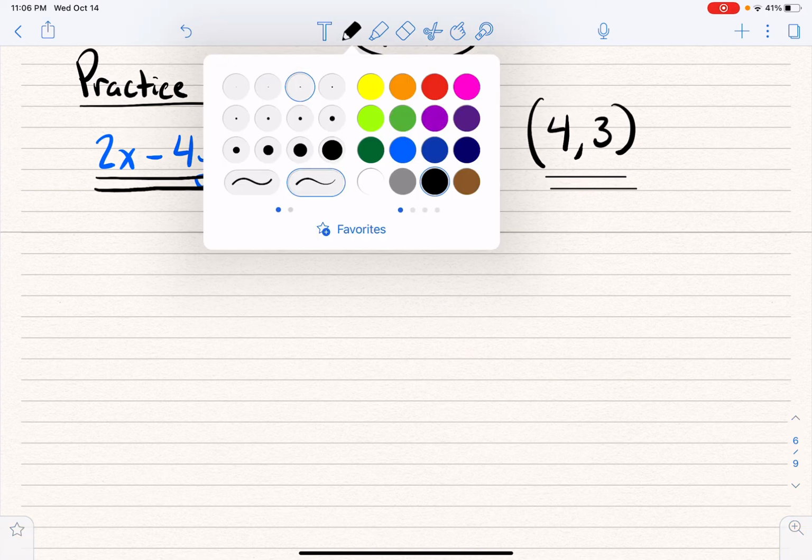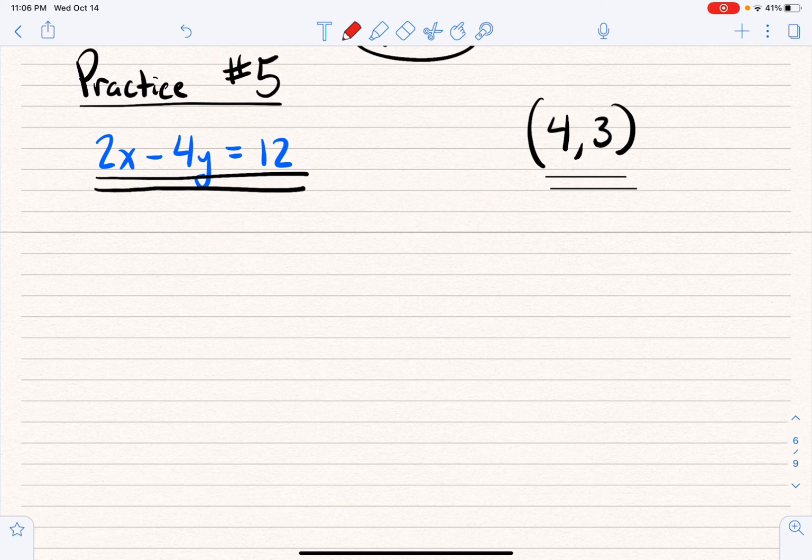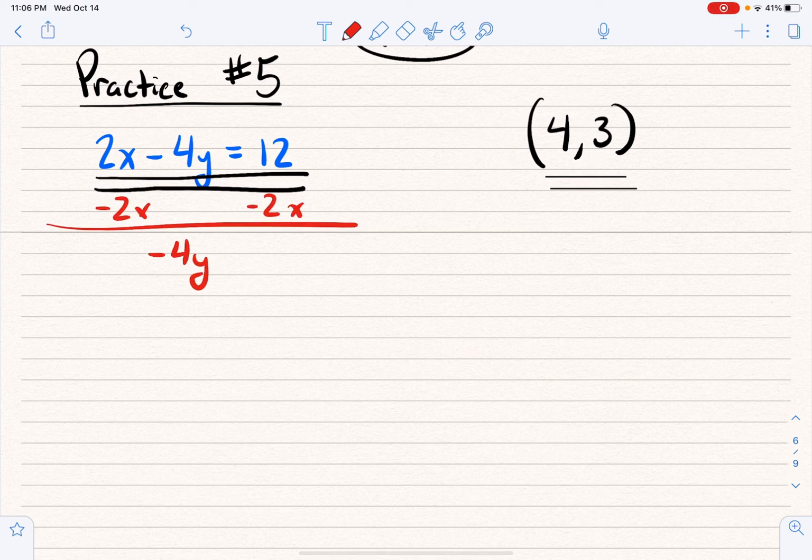Okay, and we're back. So let's take a look at this. All right, very first thing I hope you notice is we've got to make this say y equals because we need to know what the slope is. So I'm going to subtract 2x from both sides, and that would give me negative 4y is equal to negative 2x plus 12. Divide everything by negative 4.